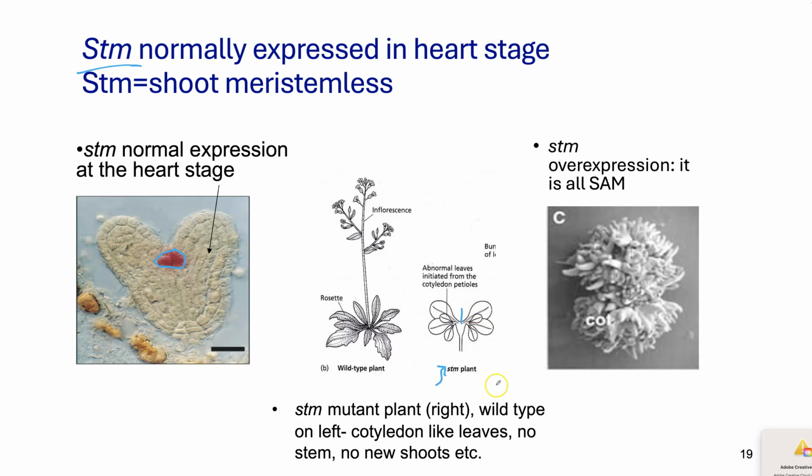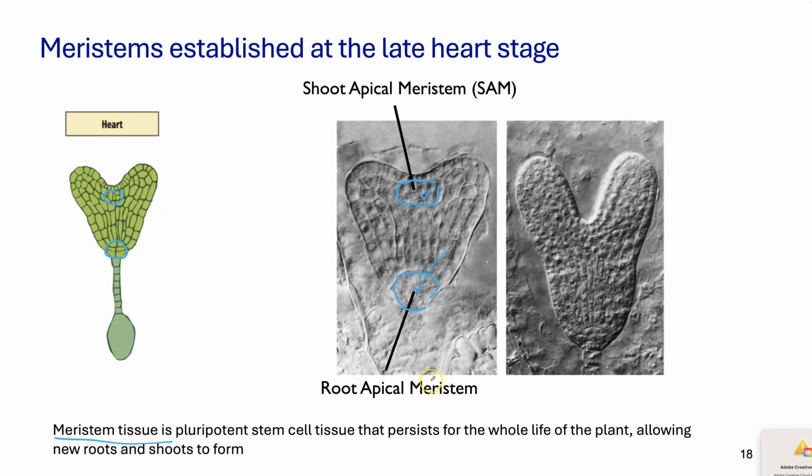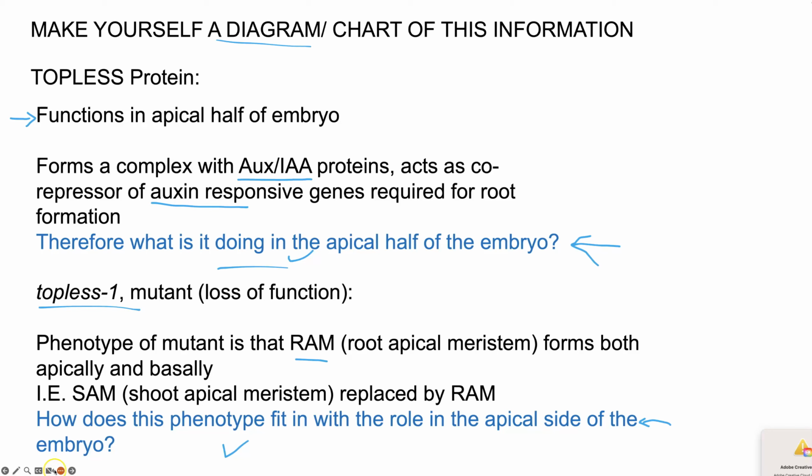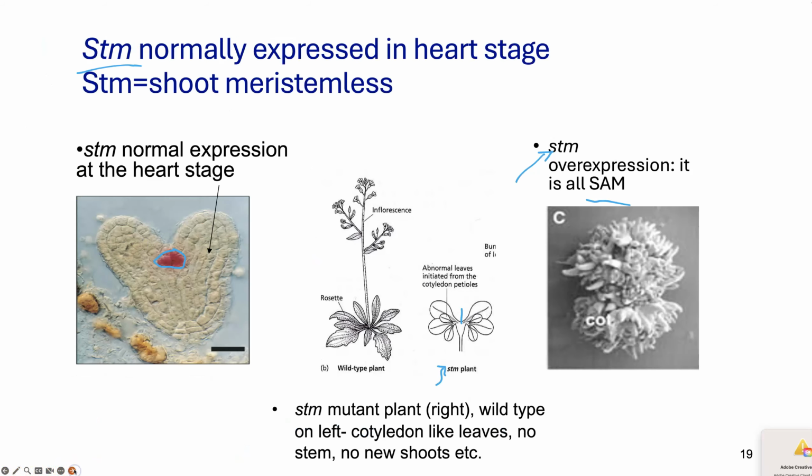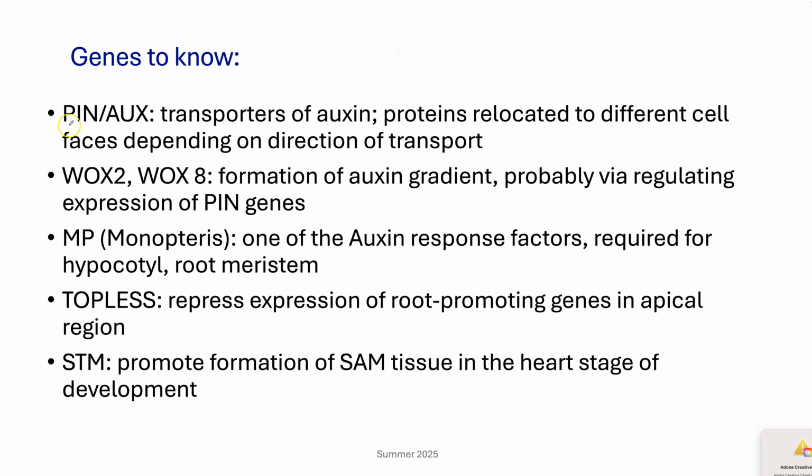Now you can also do things like overexpress them. So what happens if you turn on STM and you overexpress it? Then the whole embryo is just a whole bunch of cotyledons and little presumptive leaves, and you don't have any proper stem, you don't have the leaves forming properly. So this is too much STM gene, and this is too little, right? So when you see the lack of the gene and too much of the gene, that tells you what the normal gene is supposed to be doing. Okay, so these are the genes to know.